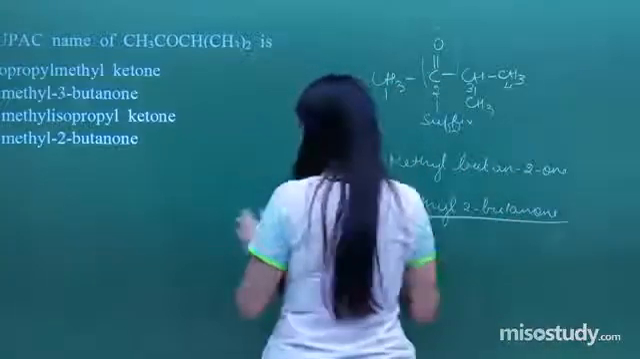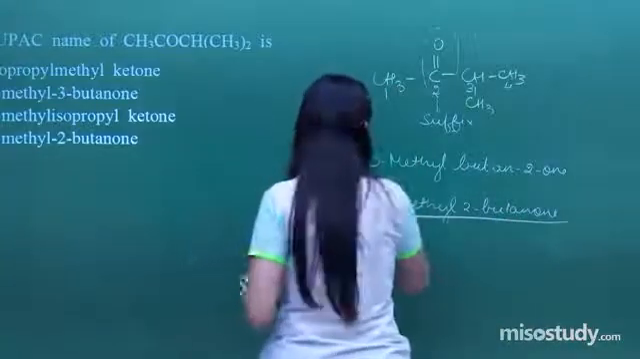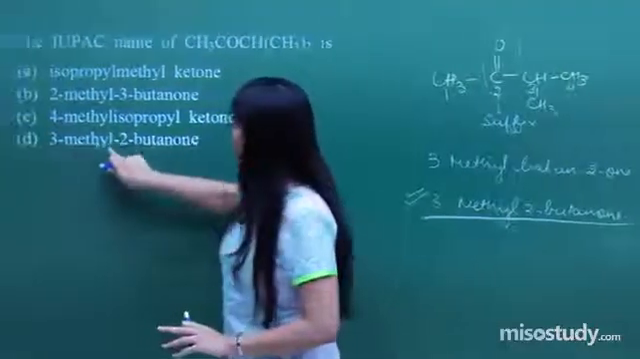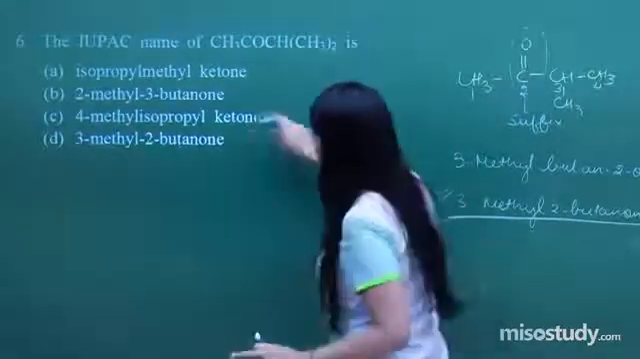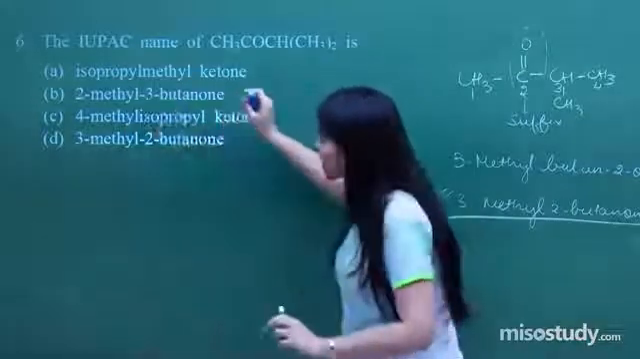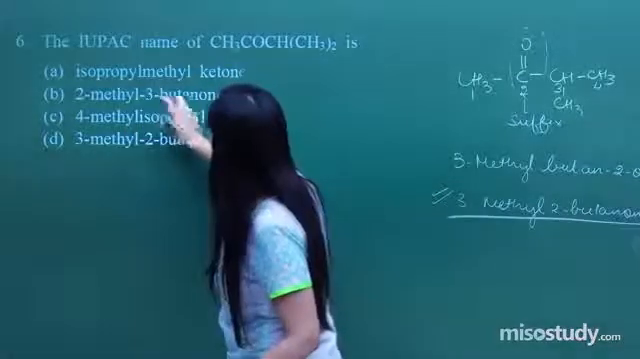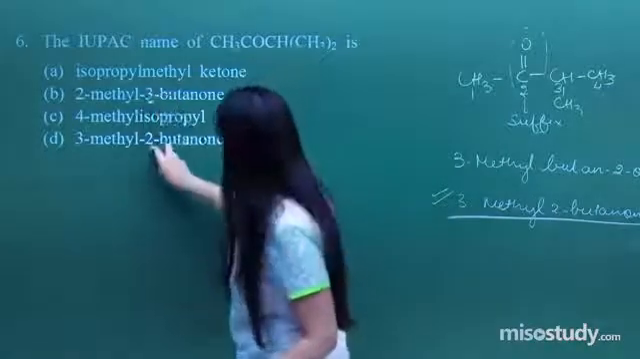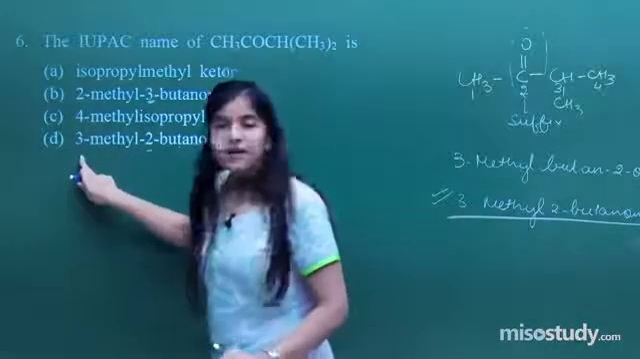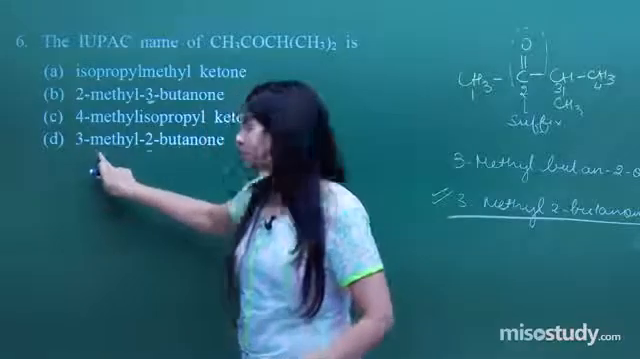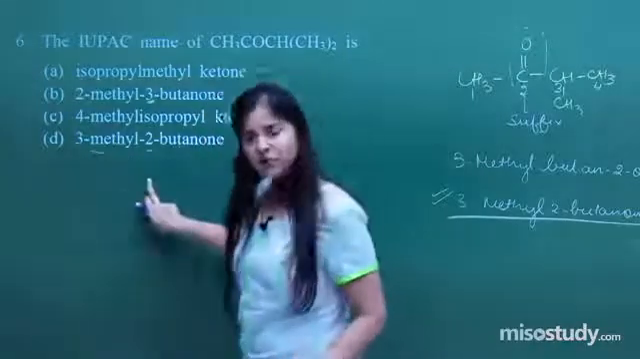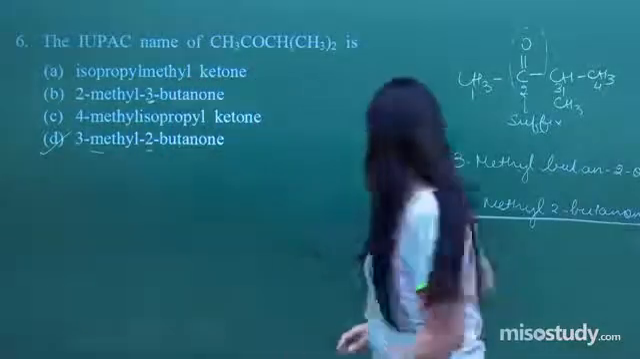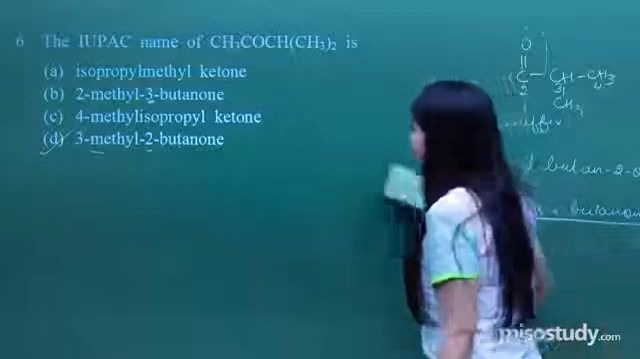So can you find any resembling option over here? 3-methyl-2-butanone? Yes, definitely, I've got it over here. It will not be 2-methyl-3-butanone because I always need to give priority to the functional group. That means the lowest possible number to this functional group, rather than assigning the lowest possible to my substituent. So that would be our perfect answer. I hope everybody has got the answer over here. So now let's move on.